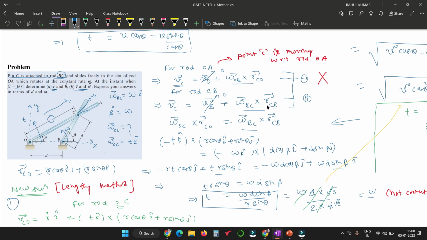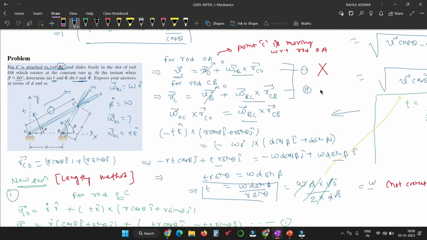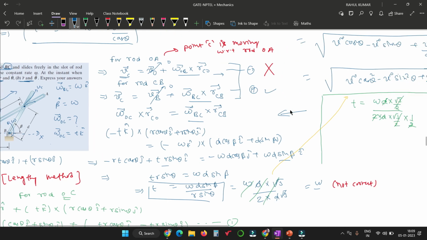Actually, to write these two equations, we must be very careful, because this equation can only be written when the point where we are writing the velocity is not moving. You can see that here the point C for the rod BC is not moving, so the velocity of C with respect to this rod is good for this equation. But point C is moving for this rod. That's why we cannot write this equation, and that's why we are getting an incorrect answer.